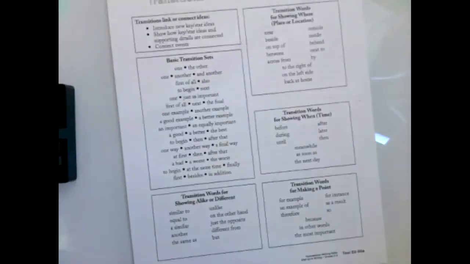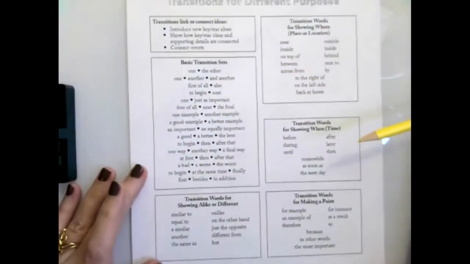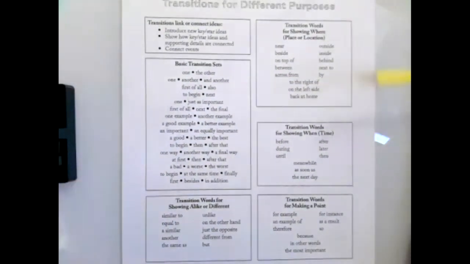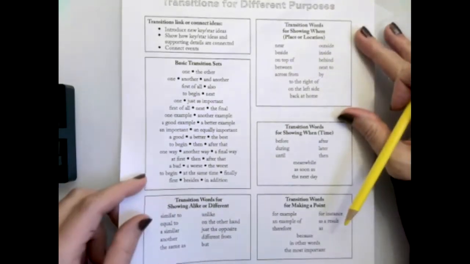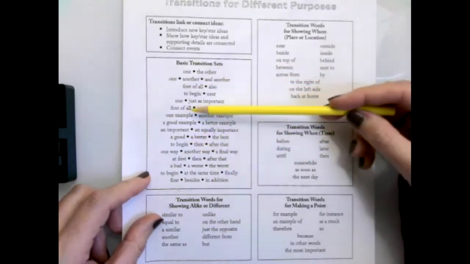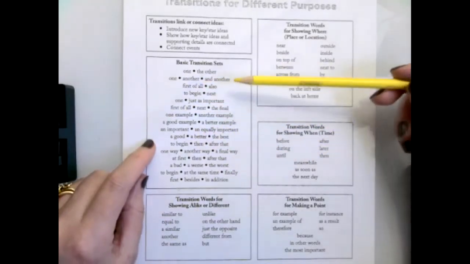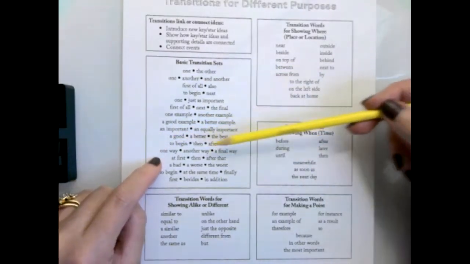Okay. And then I wanted to show you the transitions for different purposes. A lot of different homeschool curriculums will incorporate sections on transitions. So maybe find what your curriculum has and see how it compares to this. Probably it's going to be very similar, but it's nice to see that they can come in sets. Depending on what your child is writing about, they might be able to pick a row of transitions that would work well together.